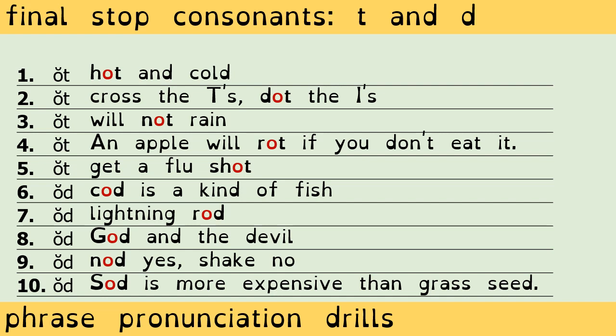6. Odd. Cod is a kind of fish. 7. Odd. Lightning rod. 8. Odd. God and the devil. 9. Odd. Nod yes, shake no. 10. Odd. Sod is more expensive than grass seed.